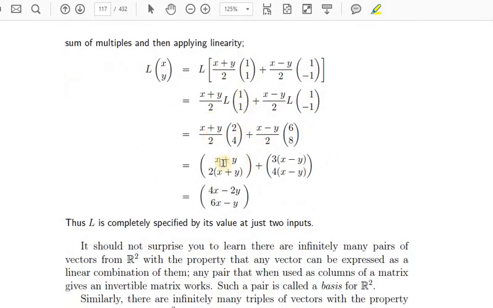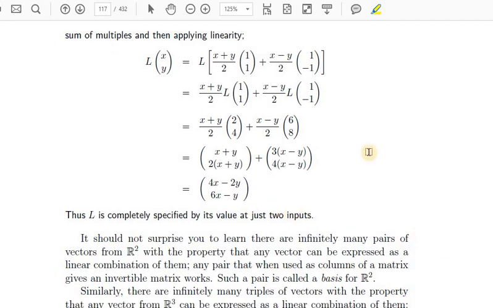And then I just do some arithmetic and I get this output. Okay. Now, I use these vectors 1, 1 and 1, minus 1. There are any number of choices I could make of two vectors, and specifying L on those two vectors, being able to get L everywhere. Okay. So any pair of vectors that has this property is called a basis.